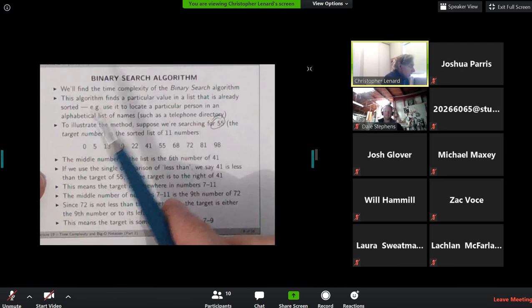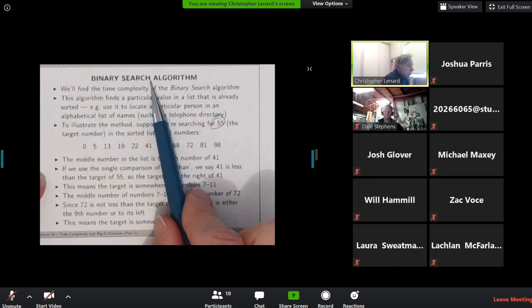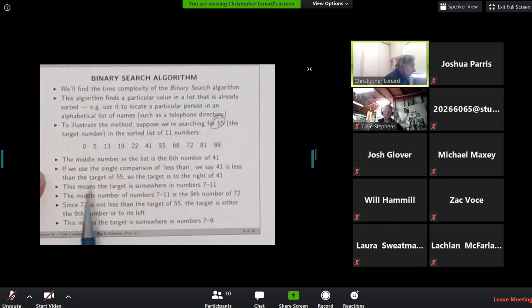So a different way is what's called a binary search, or sometimes called a divide and conquer algorithm. And basically what you do is you divide the list into two pieces, so a left half and a right half. And you decide, is 55 in the left half or the right half? And the way you do that is by comparison.